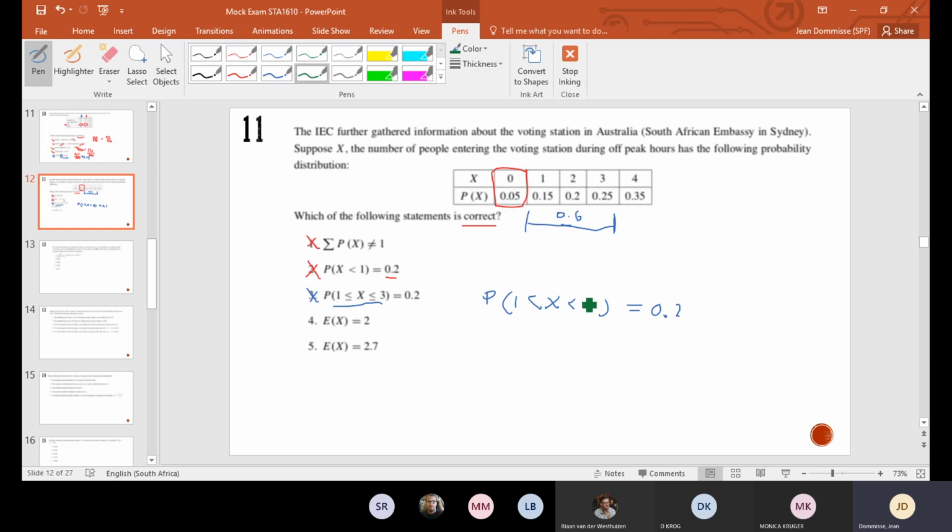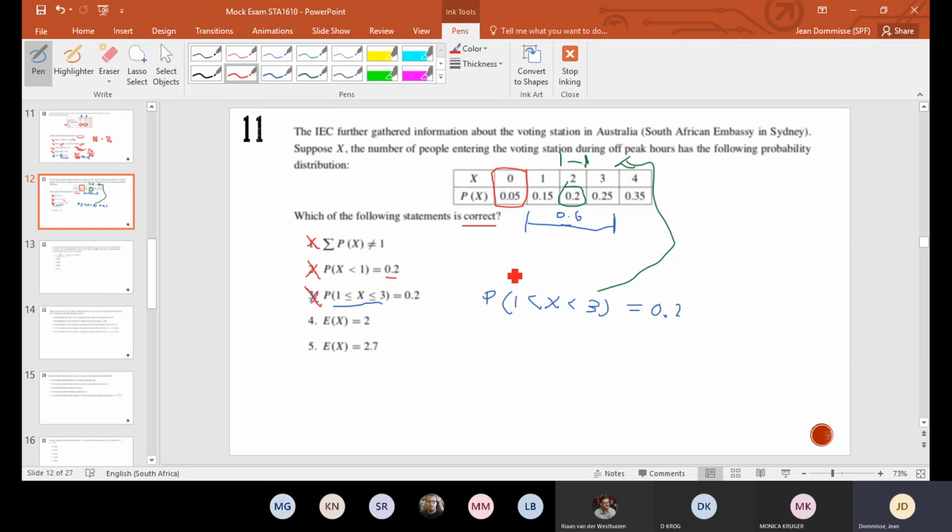So let's do it this way. Probability bigger than 1, so it's from there. Probability smaller than 3 from there, so it would have been only that portion, which would have been 0.2. So if there wasn't the bigger and equal to, then it would have been correct. But for now, that is incorrect. So we are only sitting with the other two that are possibilities.